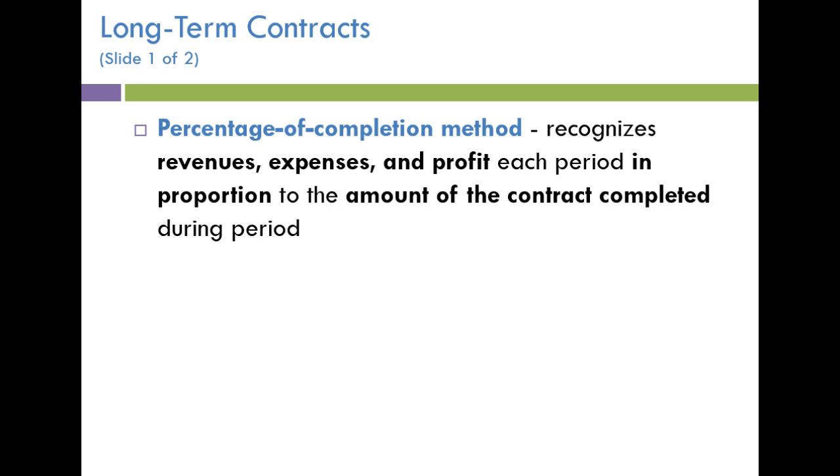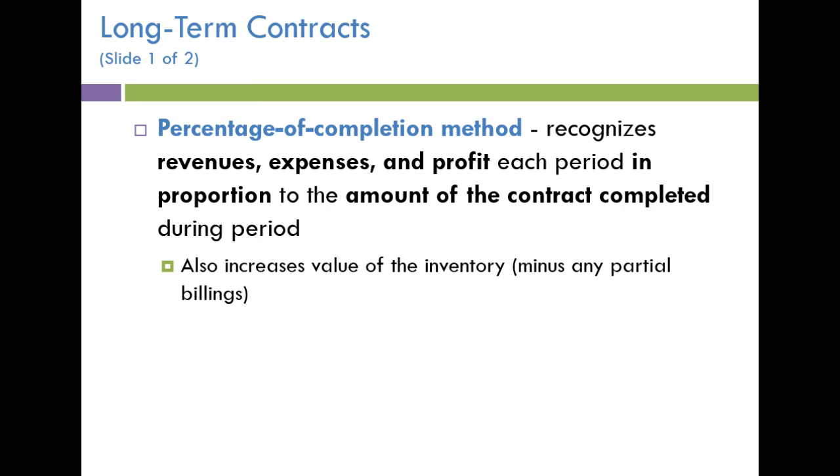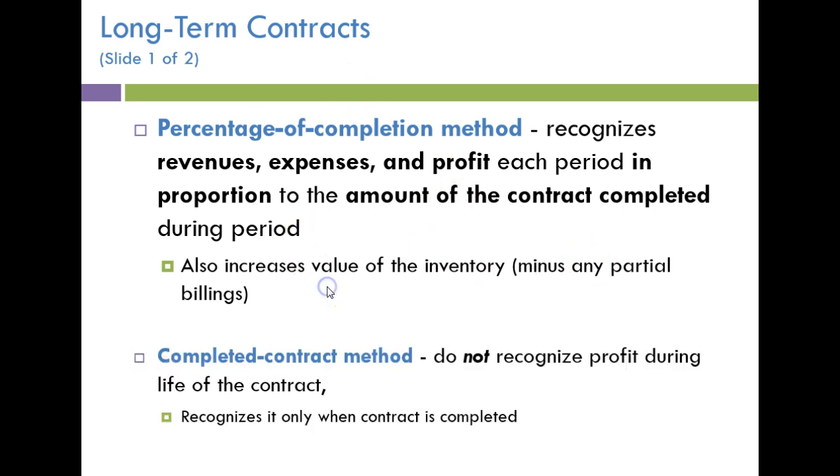So in a perfect world, and we do this based on what we know at the time. But then sometimes we'll have to go back and revise our numbers based on new information coming in. That's where this method is challenging as a problem or in real life. It's just the truth, but sometimes we have to revise these figures. Also increases the value of inventory minus any partial billings.